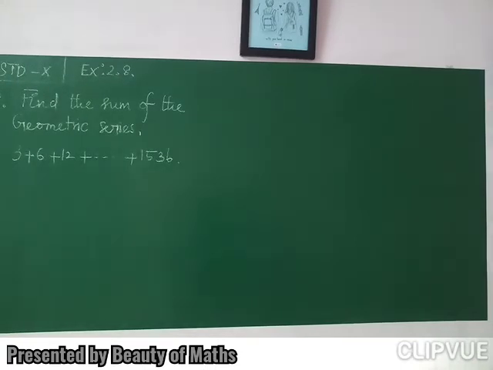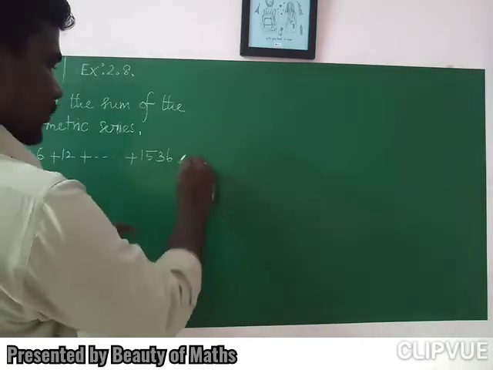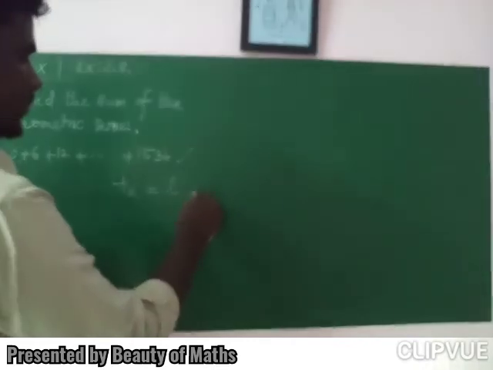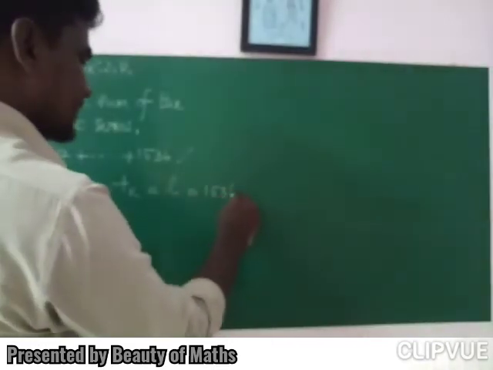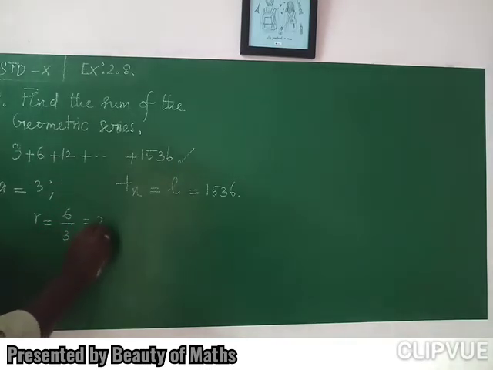Question number 8. Find the sum of the geometric series 3 plus 6 plus 12 plus and so on plus 1536. What is it? It is the nth term or last term, which is equal to 1536. And a, the first term, is equal to 3. And r is equal to term 2 divided by term 1, so 6 by 3 gives 2.